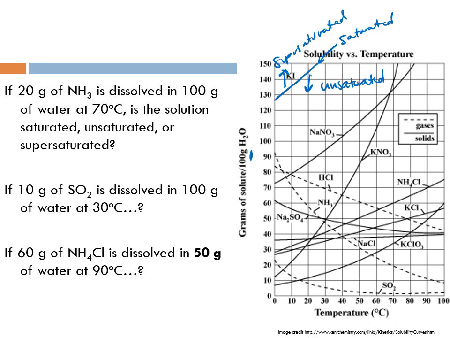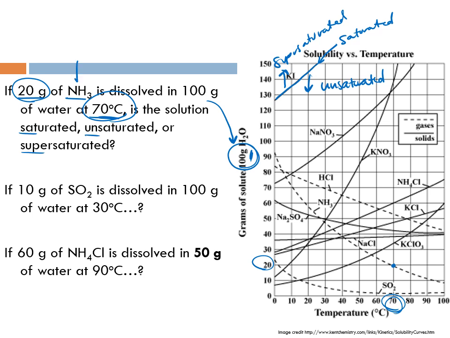So here I've got 20 grams of NH3, ammonia, dissolved in 100 grams of water at 70 degrees Celsius, because my graph tells me 100 grams of water. I need to determine if it is saturated, unsaturated, or supersaturated. So I'm going to go to 70 degrees Celsius, 70 degrees Celsius. I'm going to find 20 grams. 20 grams is right there. So 20 grams, 70 degrees Celsius.